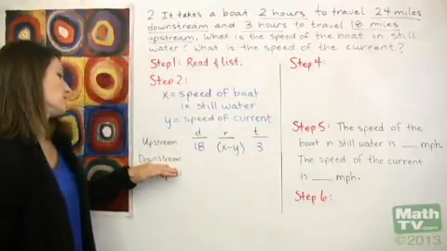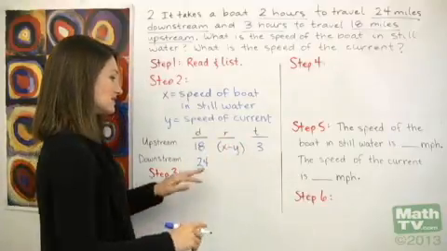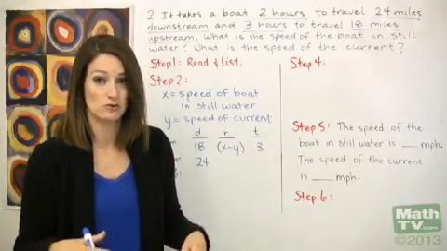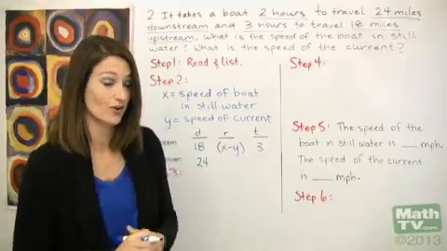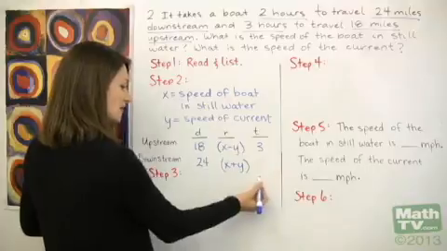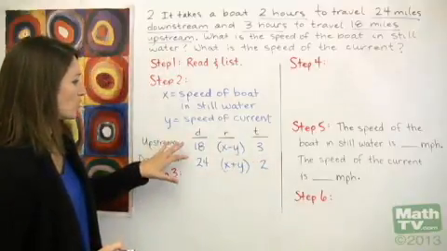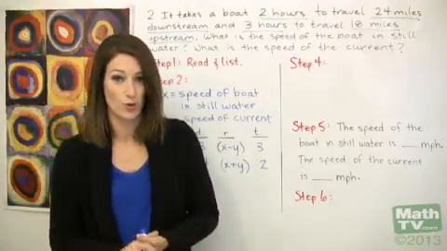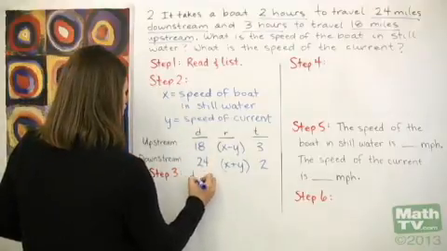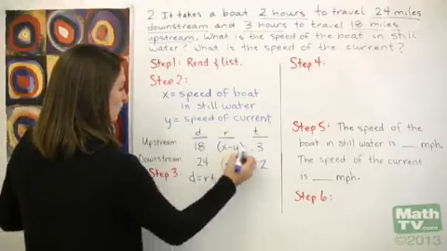Now for downstream, the boat went 24 miles, and then its rate is the speed of the boat, which is x. Since it's going downstream, the current helps it, so it goes faster, so we need to add the speed of the current. So we have x plus y here. And then the time it took to go downstream was 2 hours. So then we can use these expressions here in order to write our system of equations, which is what we'll do for step 3. So using our distance formula, which is distance is equal to rate times time, we can write each row as an equation.